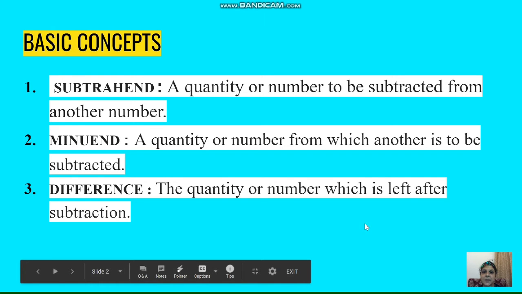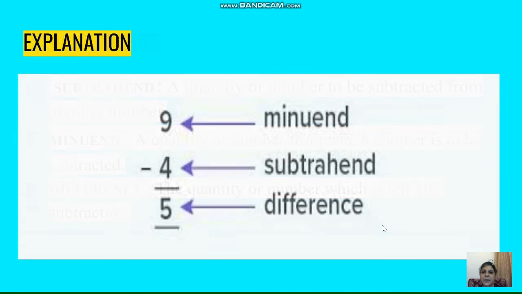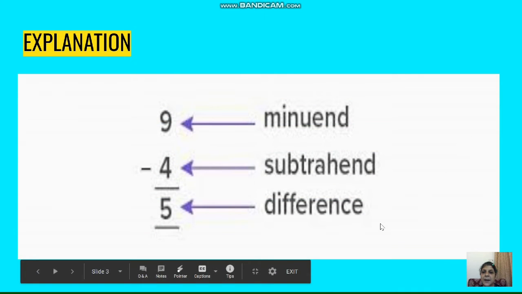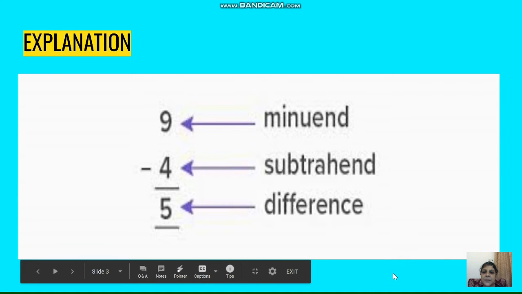As I said, we will explain it better from the following example. Now over here you can clearly see 9 minus 4 is 5. So over here 9 is the greater number, so it is the minuend, and from that we have to take away 4. So 4 becomes the subtrahend, and the result we are getting after the subtraction is the difference. So the answer of subtraction is difference.